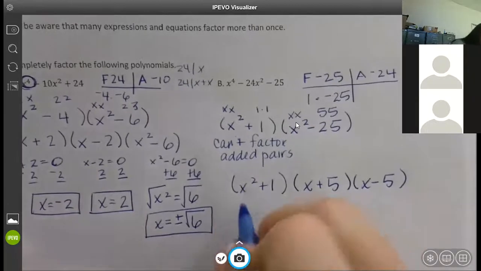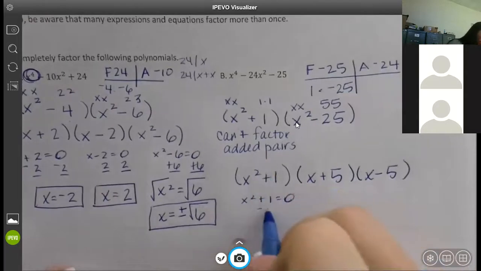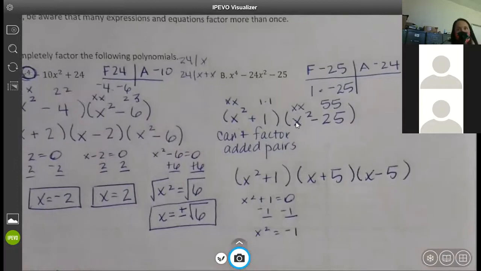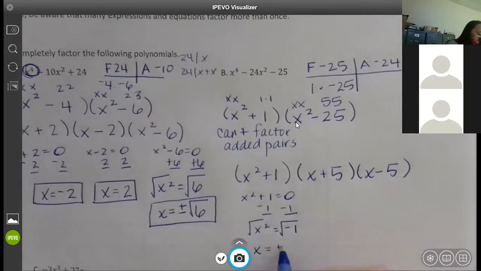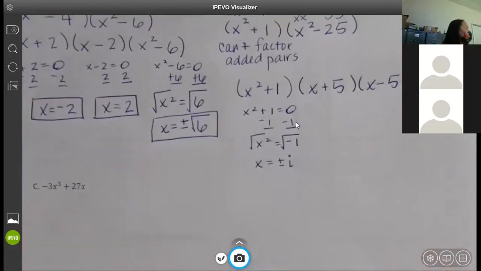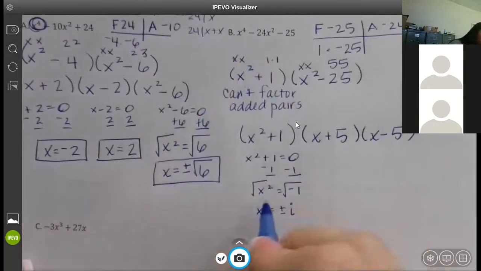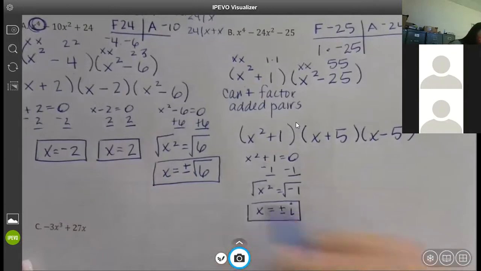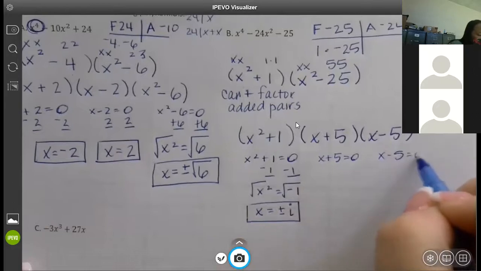Look at your next one. We're going to do x squared plus 1 equals 0. We're going to subtract our 1. We get x squared equals negative 1. We're going to take the square root. We get x equals plus or minus, and remember the square root of negative 1 is i. So that's two answers, a positive i and a negative i. I should have 4 answers when I finish. So here's 2. You can do the cheater method on these as well, or you can actually set them equal to 0.